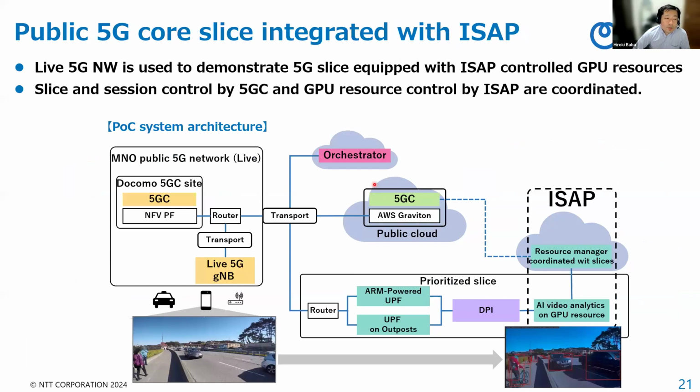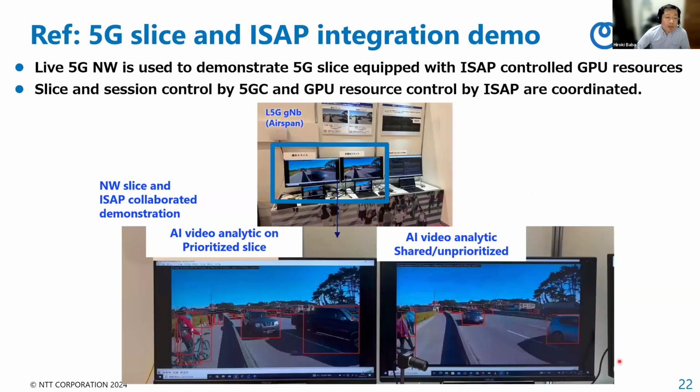We actually did this POC using a public 5G core, on a live network, and ISAP is integrated with the live 5G network to work with the 5G core. It can allocate AI computing resources on the GPU on demand, and when a network slice is created, the GPU resources are allocated to the slice on demand. And this is how it looks.